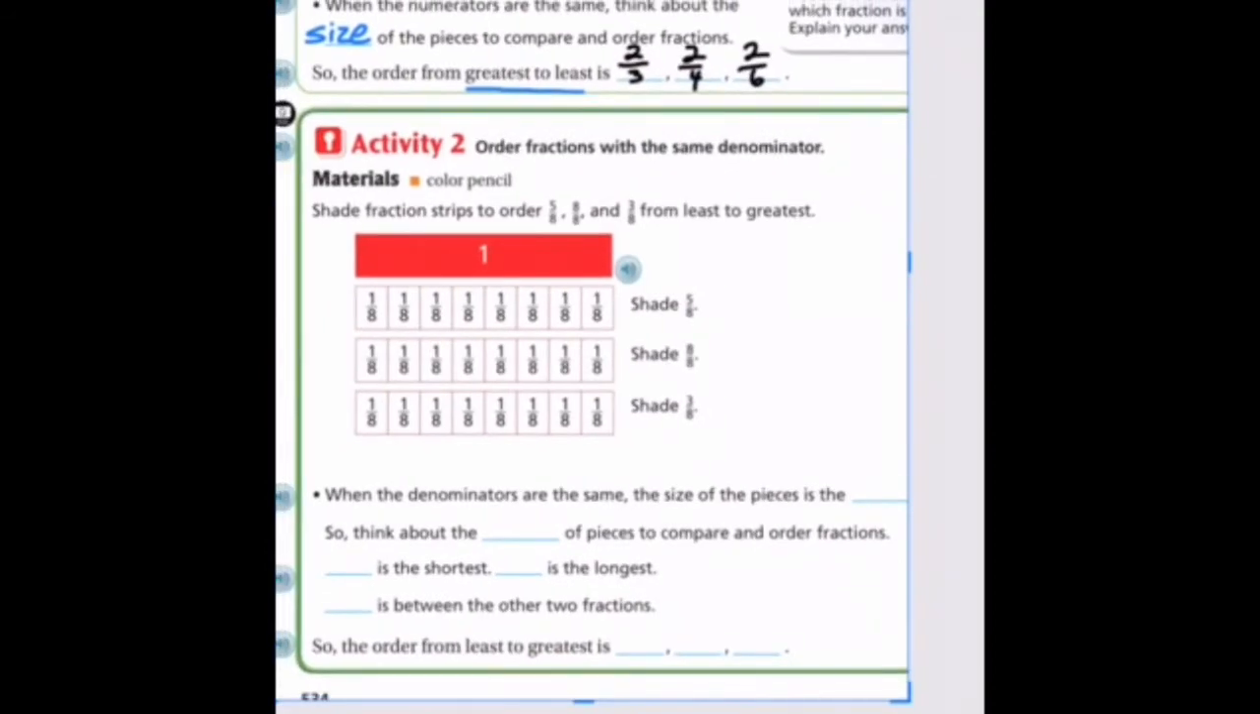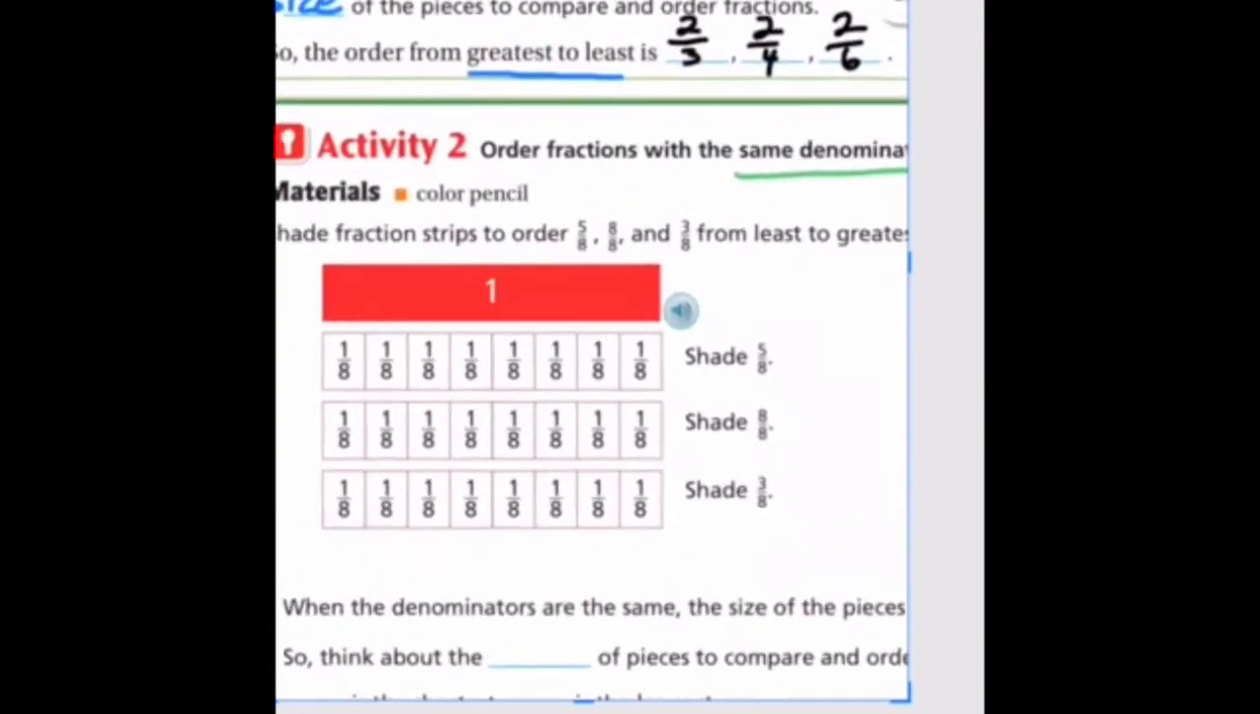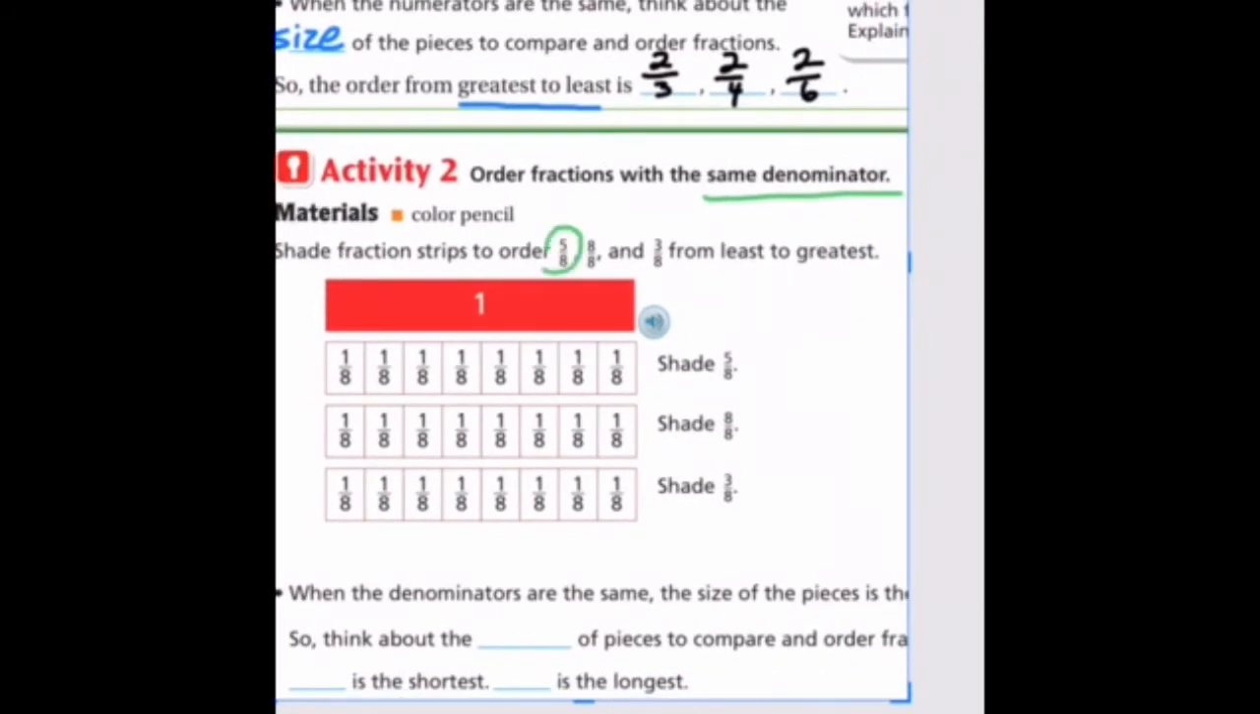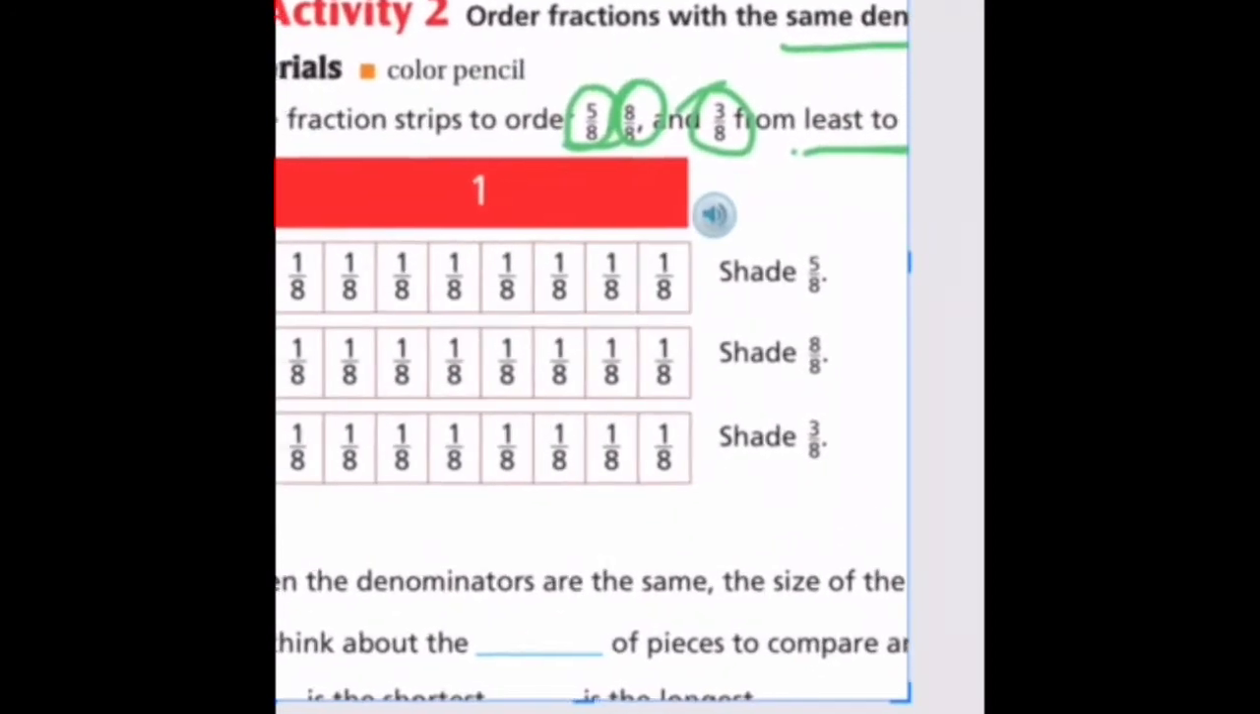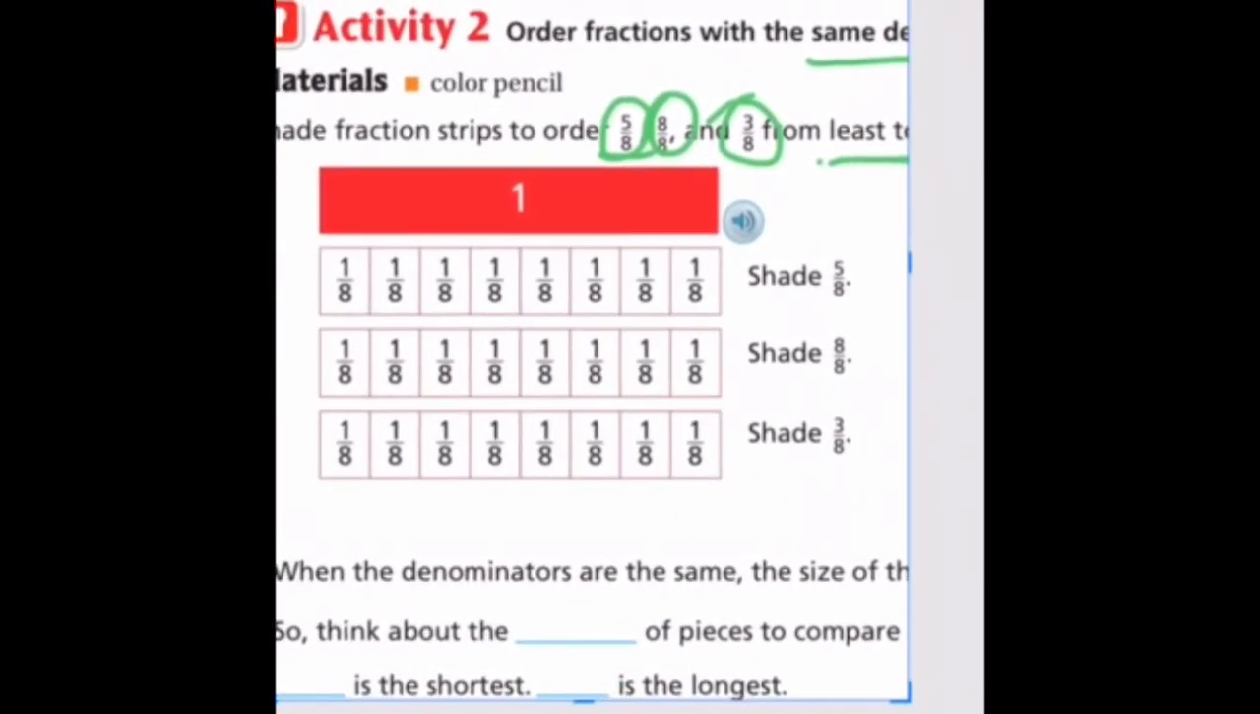Activity 2, order fractions with the same denominator. So we're going to shade fraction strips for 5/8, 8/8, and 3/8 from least to greatest. We're going to get them in order eventually. But they're all eighths, so we're going to shade 5/8 first, and I'm going to draw a little line so I don't get lost. 1, 2, 3, 4, 5/8 is going to end right there, so I can shade that in.